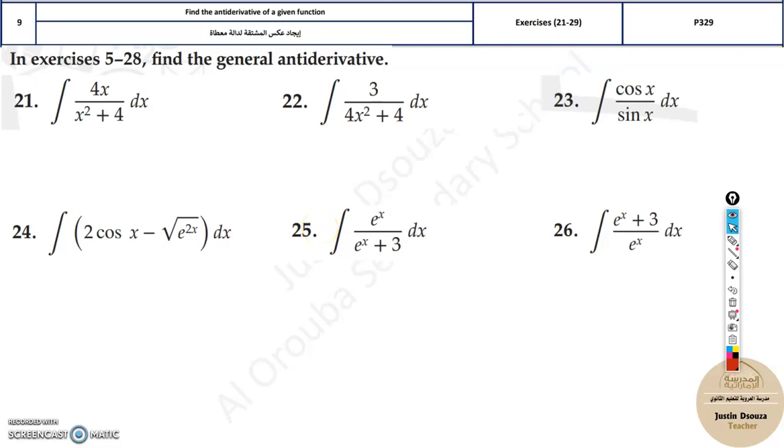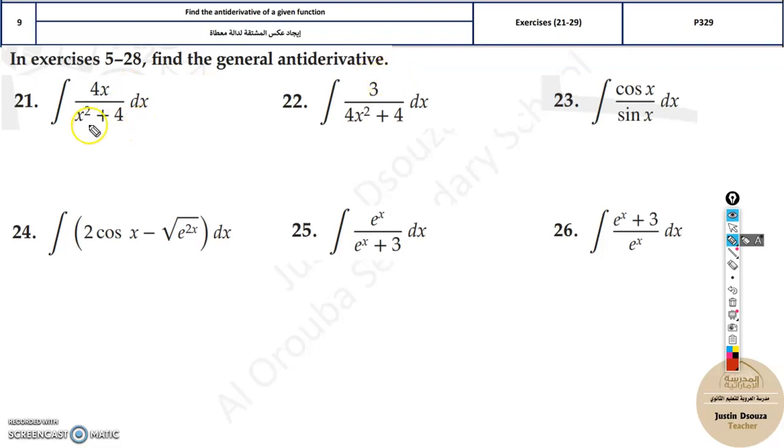Now we are in the ninth topic. The ninth topic is again similar to the seventh and the eighth topic. We are still in antiderivatives or integration. But now over here, we will learn a new formula. Let us just quickly see these both. They look similar, isn't it?